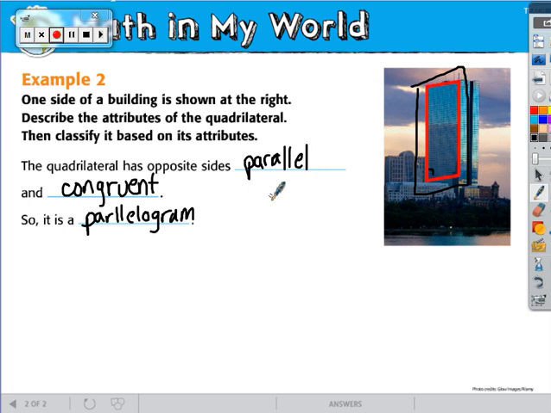Yeah, the picture is different, but the shape is the same. It says the quadrilateral has opposite sides. Yes, it does. And you're right. It doesn't say one side of the building shown to the right. It says what the building is in Spain. But that's okay. The picture's the same, and the words are the same for what we're filling in. Okay.